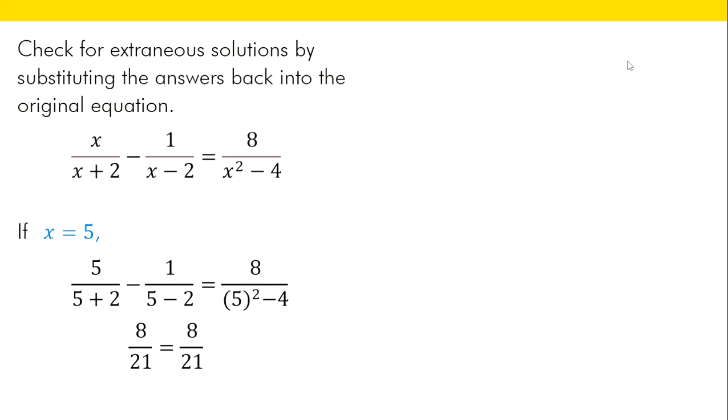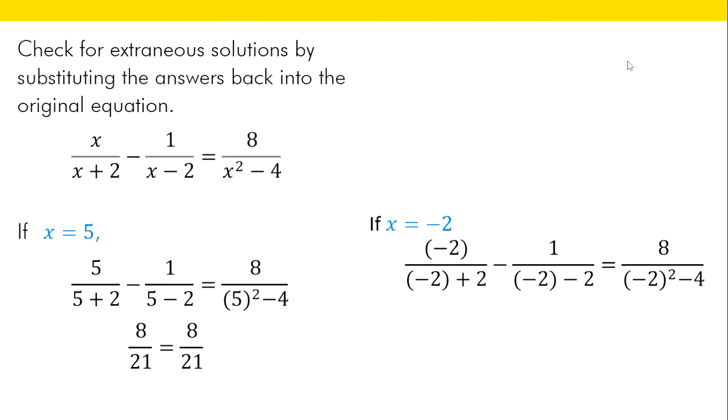However, if we substitute negative 2, as you can see here, the first term in the left hand side, if we substitute negative 2, we'll have here an undefined, negative 2 over 0. So in this case, it is not part of the solution, and it is extraneous. We call that extraneous. Therefore, the only solution for this equation is x equals 5.